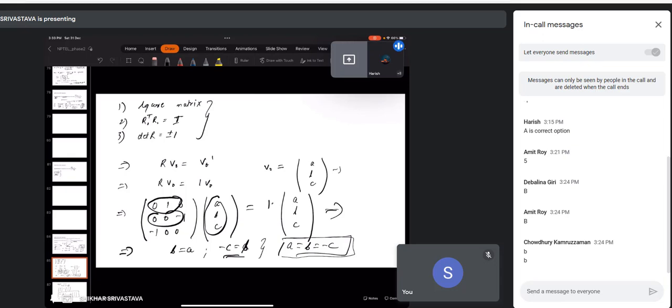After this, you just do matrix multiplication. 0 times A plus 1 times B plus 0 times C. So it is B is equal to what? The first element of this column matrix. This is a 3 cross 3 matrix.